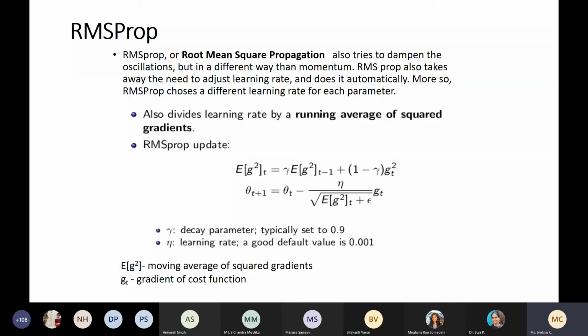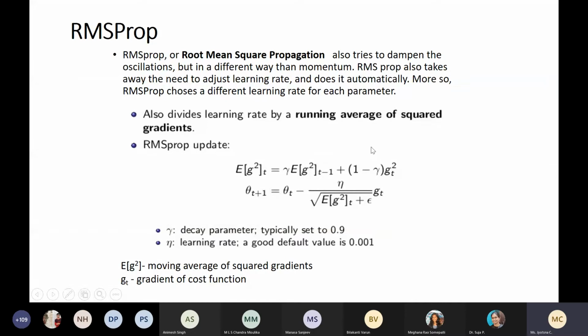Next, another algorithm is RMS prop, root mean square propagation. In the case of RMS prop, the way the previous values are considered is by finding the average of squared gradients. It considers all the previous gradients, but in a different way. In momentum we looked at the formula, but RMS prop also considers the previous gradient by finding the average of squared gradients. So we will look at the formula of RMS prop.